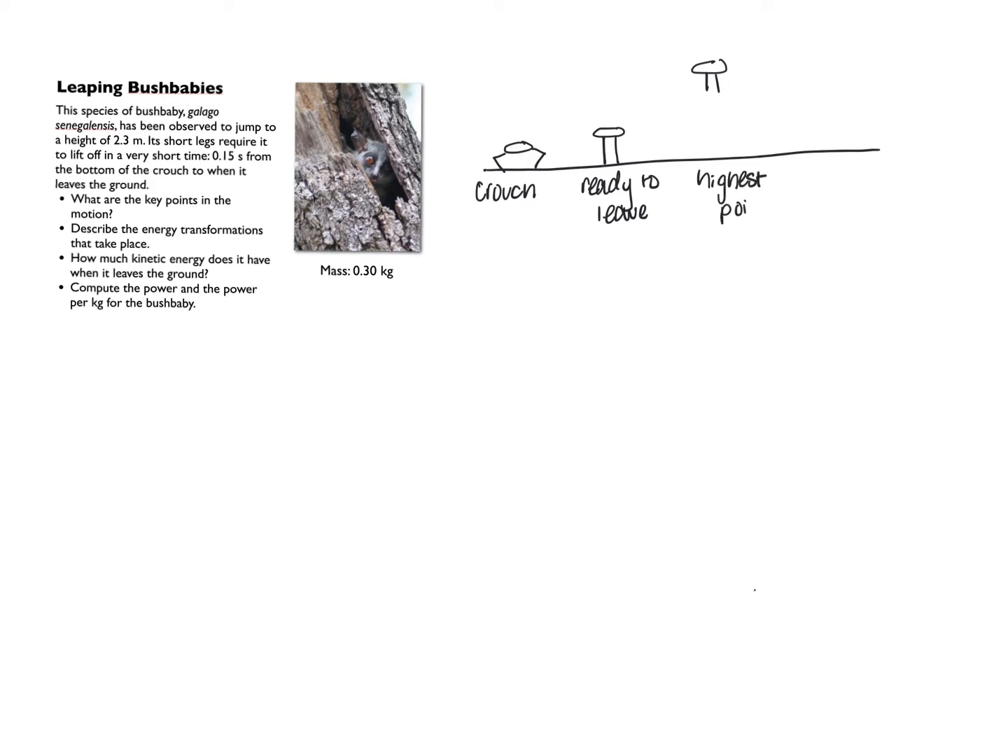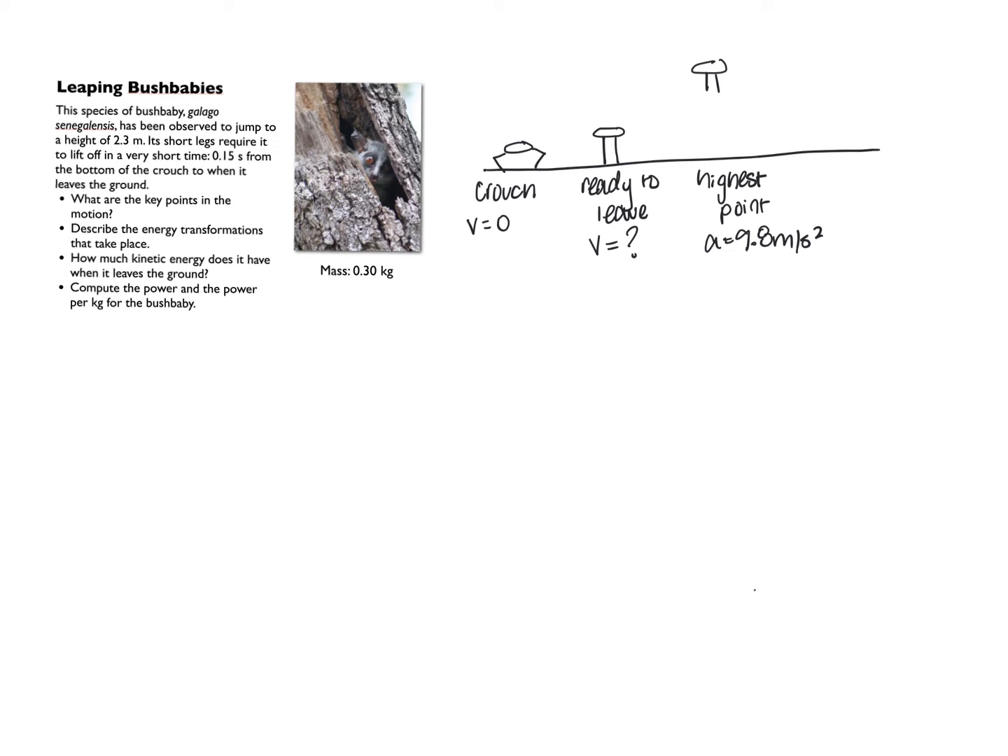And I'm just going to write what I know so far. So in the crouch, we know our speed is equal to 0. We're not moving yet. When we're getting ready to take off, we have a velocity of something, we're not quite sure yet. And at the highest point, we know we have an acceleration of 9.8 meters per second squared because we are in free fall.